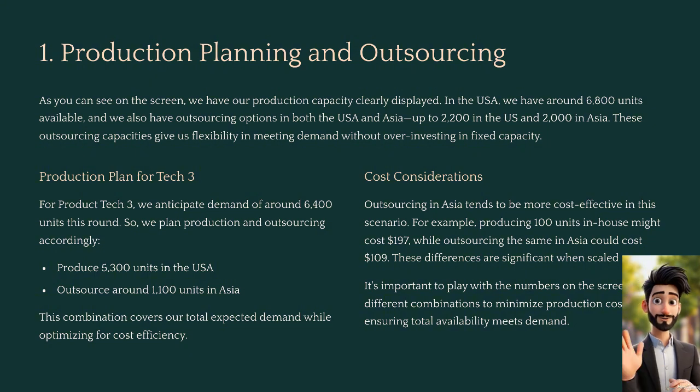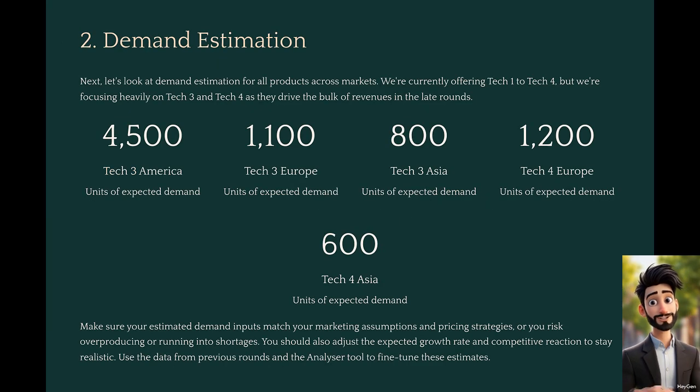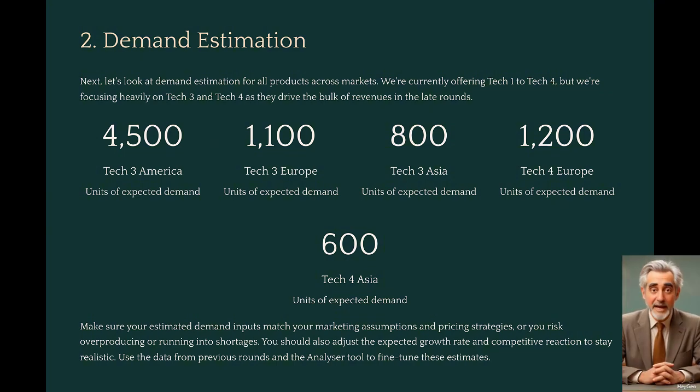For example, producing 100 units in-house might cost $197, while outsourcing the same in Asia could cost $109. These differences are significant when scaled up. It's important to play with the numbers on the screen, test different combinations to minimize production cost while ensuring total availability meets demand.